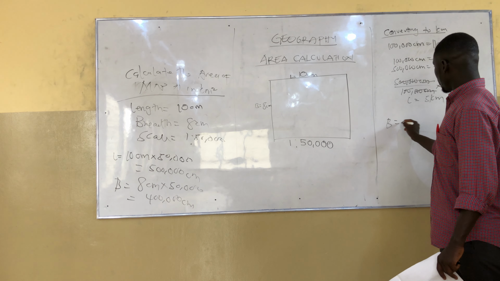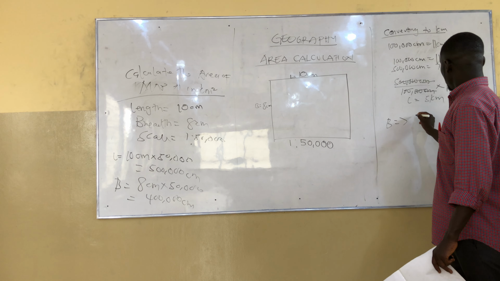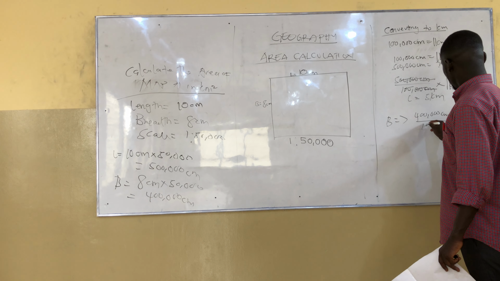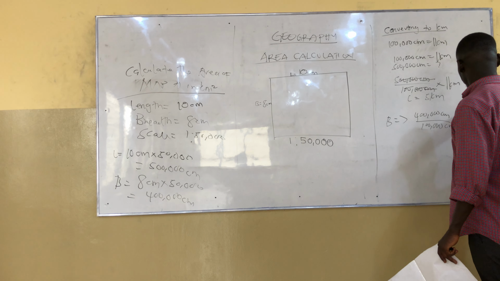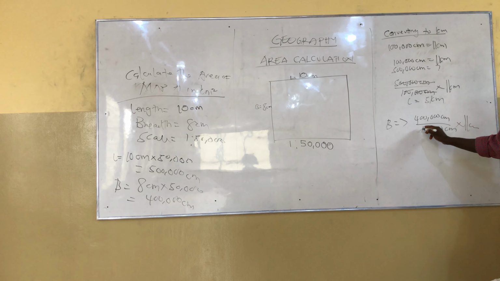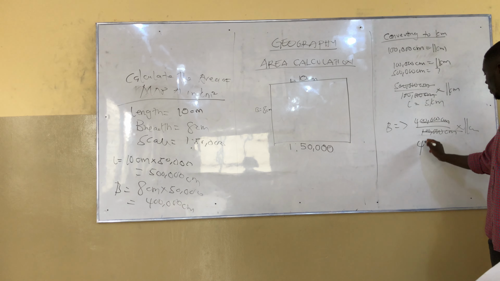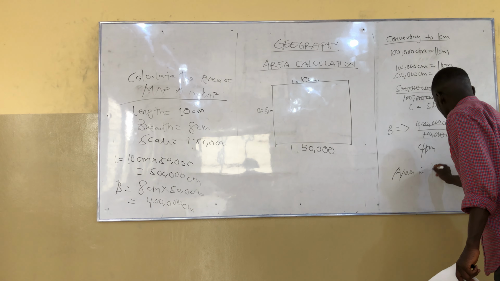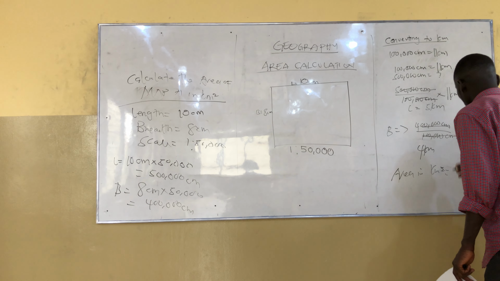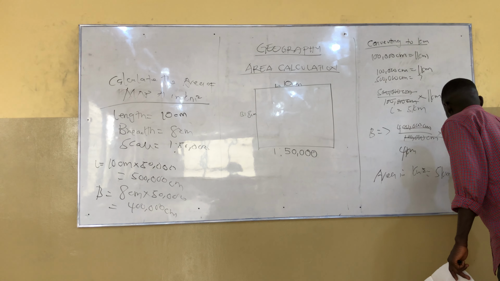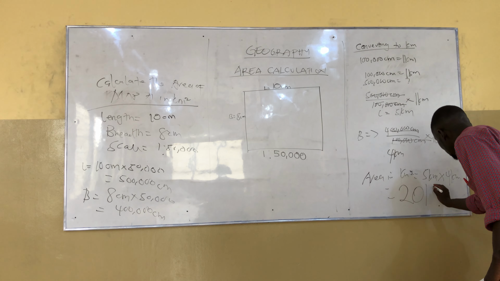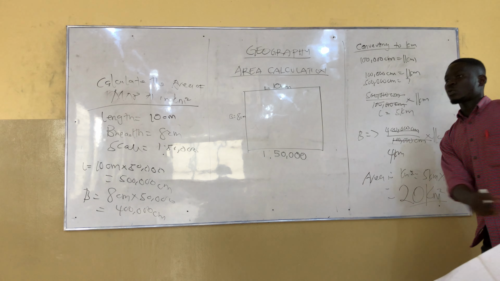We use the same for the breadth. So it's going to be 400,000 cm over 100,000 cm multiplied by 1 km, which everything will cancel. 4 times 1 is going to be 4 km. So area in km squared is going to be 5 km times 4 km. And the answer is 20 km squared. This is the area of a map.